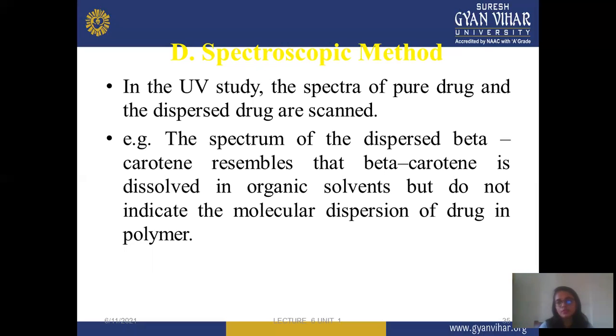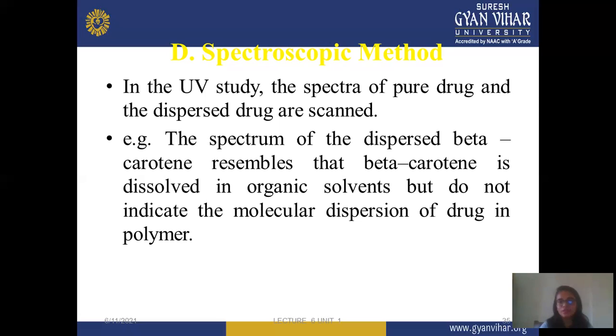And if your product is not in pure form, then first purify it. Otherwise, the reading may vary, and the impurity material's reading gets recorded. The dispersed drug should also be scanned properly. An example of this spectroscopic method is the spectrum of a beta carotene dispersion. It shows that beta carotene is dissolved in organic solvent but does not indicate molecular dispersion of a drug in a polymer. This is an example.